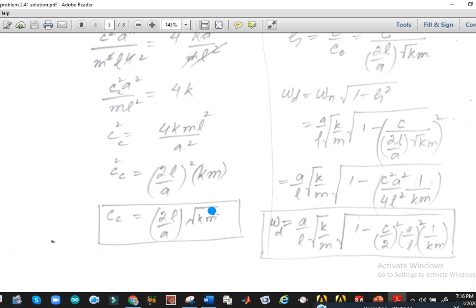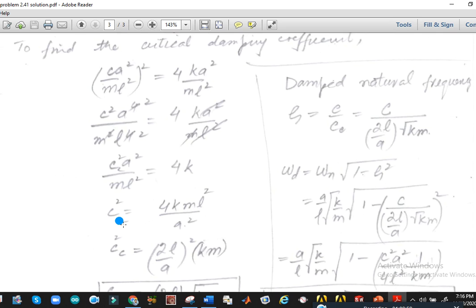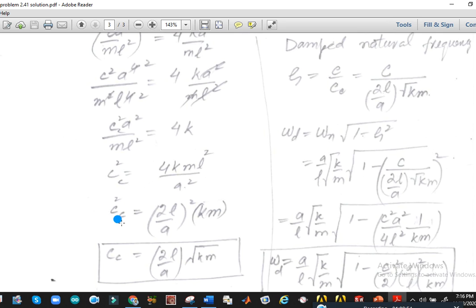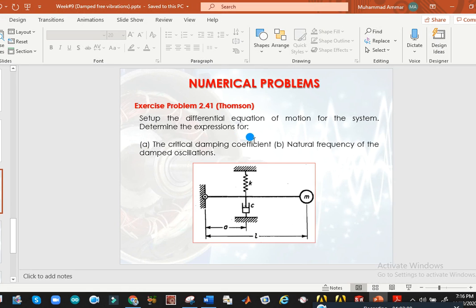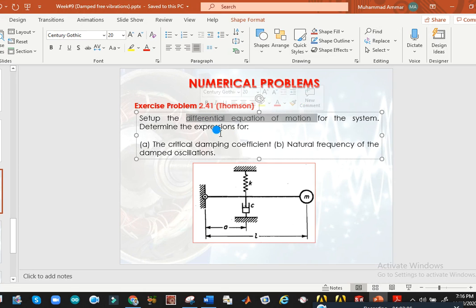Taking the square root, the values are already given, and we already know the values of L and A. If we put the values of L and A, then we will have the value of Cc, that is, the critical damping coefficient. Now we have calculated the critical damping coefficient. This was one of our requirements. The first requirement was to find the differential equation of motion. We have found it. Then find the critical damping coefficient. We have found the critical damping coefficient from the quadratic equation.